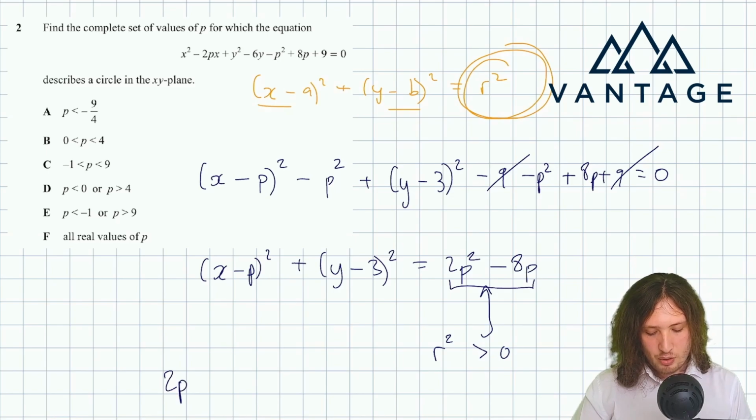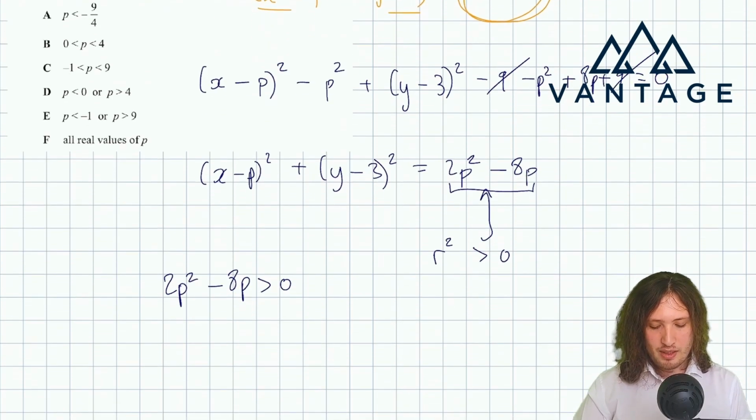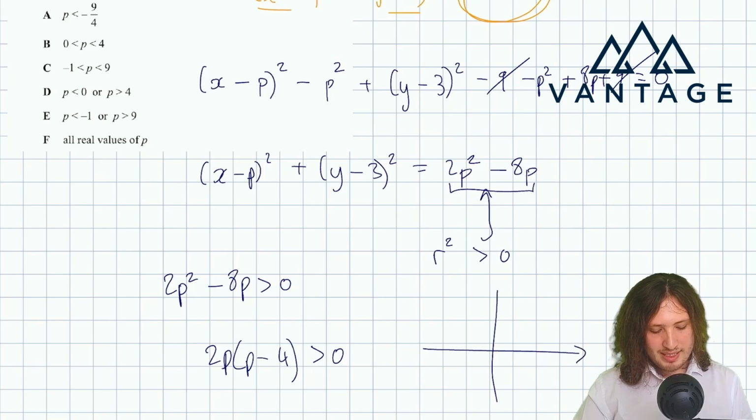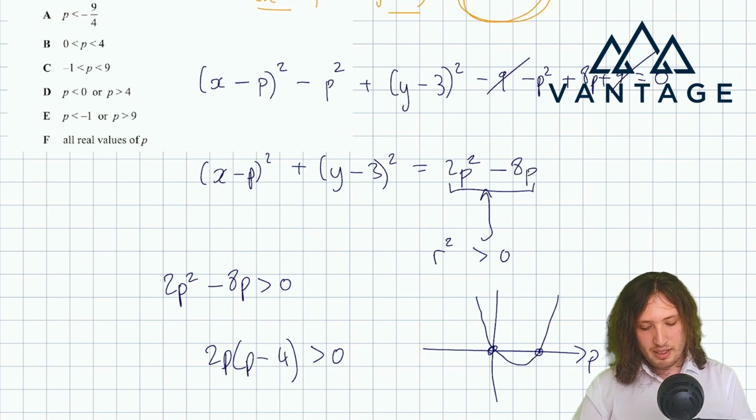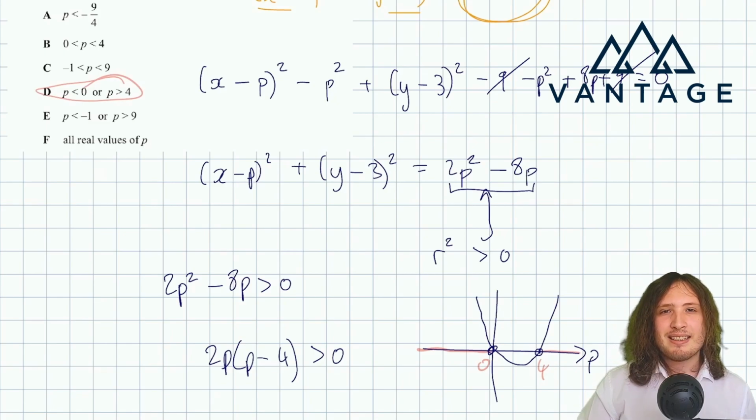So we need that 2p squared minus 8p is positive, but that's dead easy to solve. Pull out a factor of 2p, p minus 4. And then from a simple sketch of a quadratic, which cuts the p-axis at 0 and at 4 and is U-shaped, we see that we're going to be positive when p is either bigger than 4 or less than 0. So that means the correct answer is D.